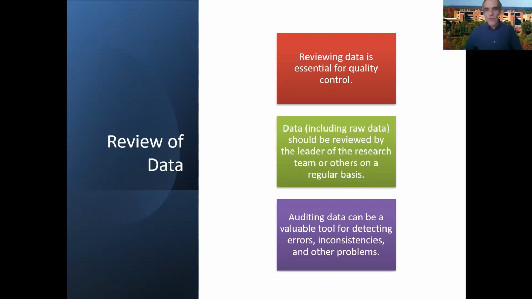Reviewing data is essential for quality control. Data, including raw data, should be reviewed by the leader of the research team or others on a regular basis. And auditing can also be a valuable tool for detecting errors, inconsistencies, and other problems. You could have a random audit, where you take a random sample of the data and audit it. Or you could have a for-cause audit, like if you found misconduct or a serious error or something else, you may have to go back and audit all the data to make sure that everything is good.